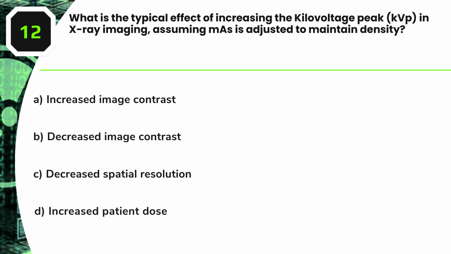Question 12. What is the typical effect of increasing the kilovoltage peak, kVp, in X-ray imaging, assuming mAs is adjusted to maintain density? A. Increased image contrast. B. Decreased image contrast. C. Decreased spatial resolution. D. Increased patient dose.